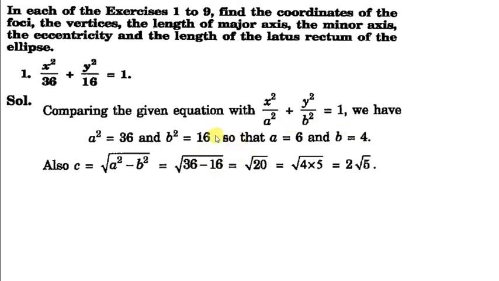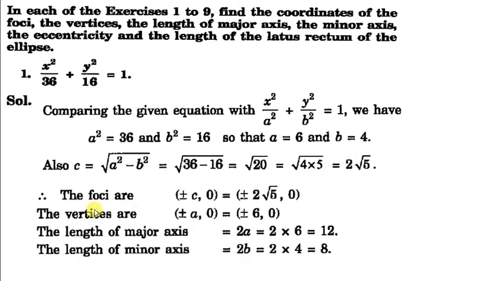And we can find c with the help of under root a square minus b square. So we get the value of c is root 20, that is 2 root 5. Then the focus are plus minus c, 0, because the major axis is the x-axis, so the focus lies on the x-axis. So the coordinates of the focus are plus minus c, 0, that is plus minus 2 root 5, 0.